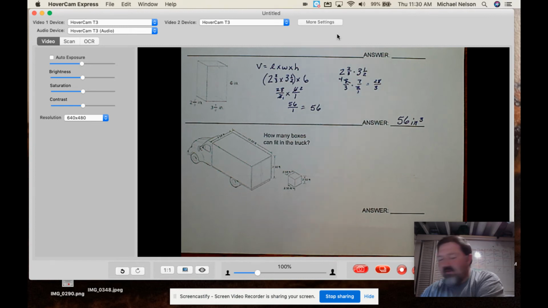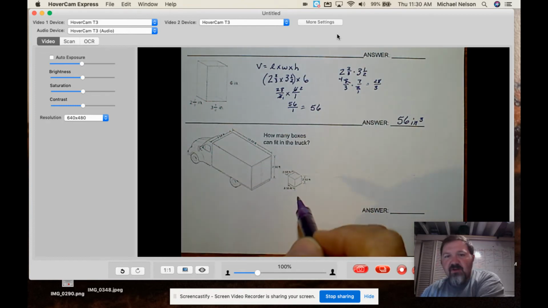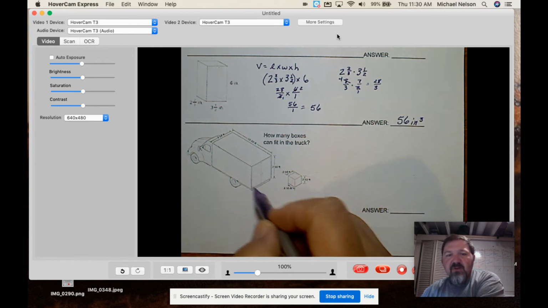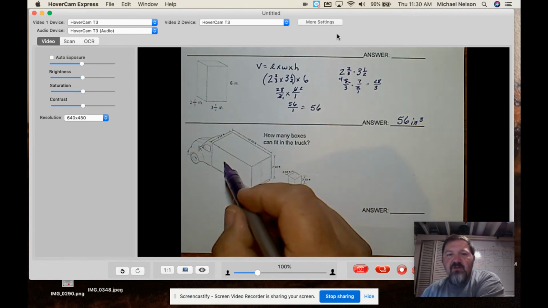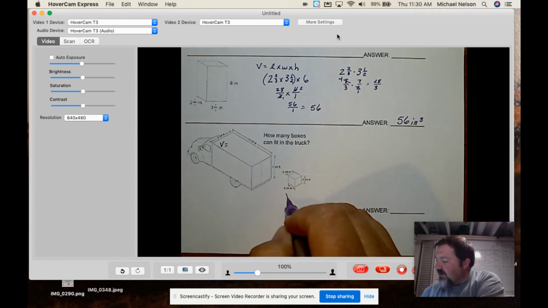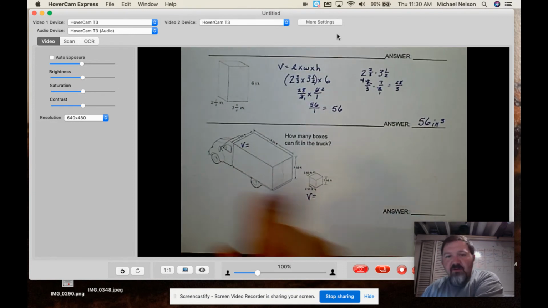So let's get to solving this problem. It's actually 2 problems in one. You have to find the volume of the truck, and you have to find the volume of the box. Then you have to figure out their relationship. So first, let's find the volume of the truck. So we'll put that up here because we're going to want to know that, and then the volume of the box. So over here, we're going to start to find the volume of the truck.